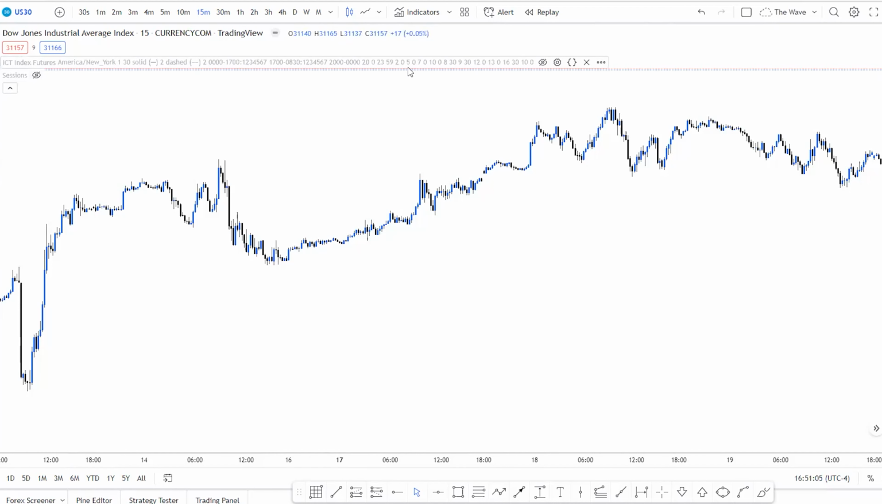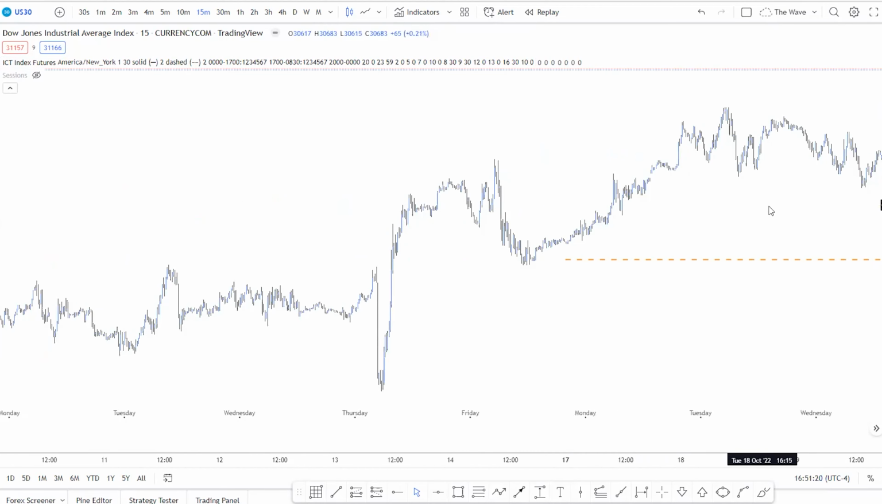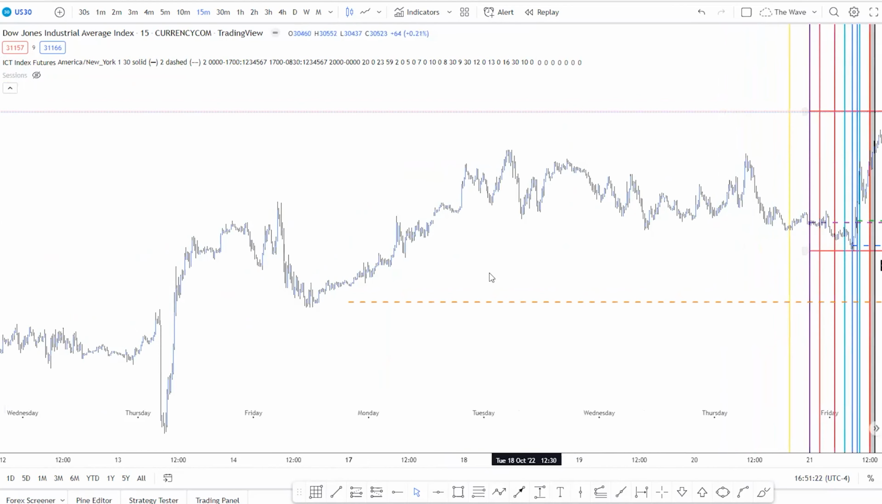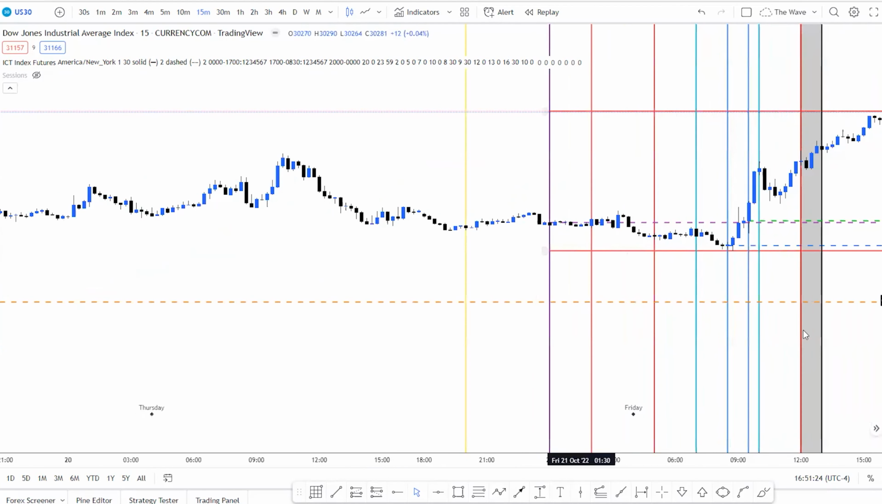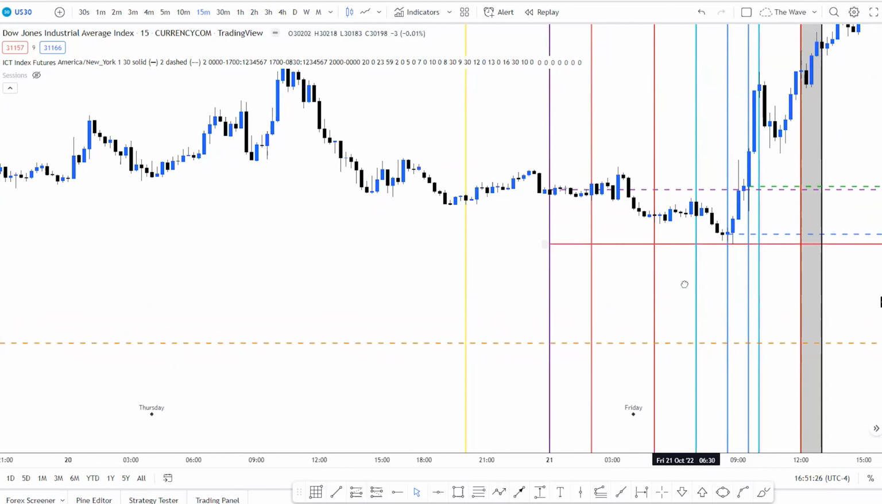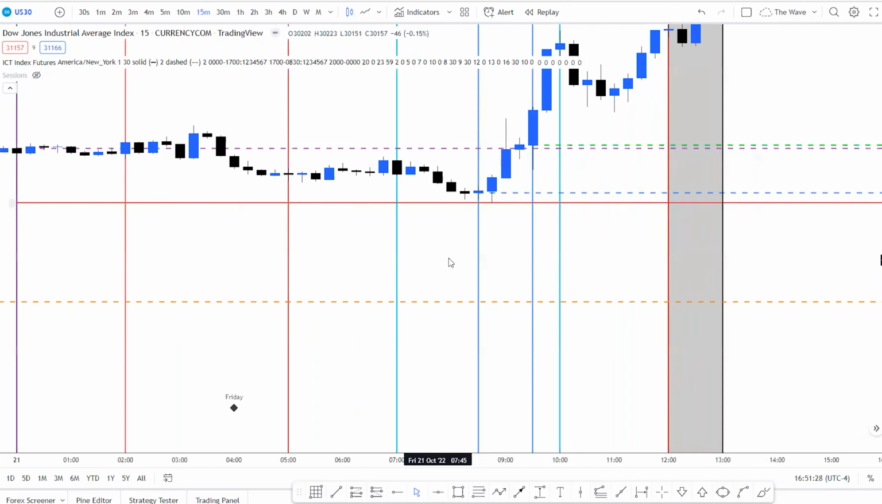Let's turn this on here. Now, I have a really cool indicator that I forget who put me onto it, but I found it on someone else that uses ICT index futures concepts. It's really cool because it sets all the vertical lines for you for the New York times that we just talked about.